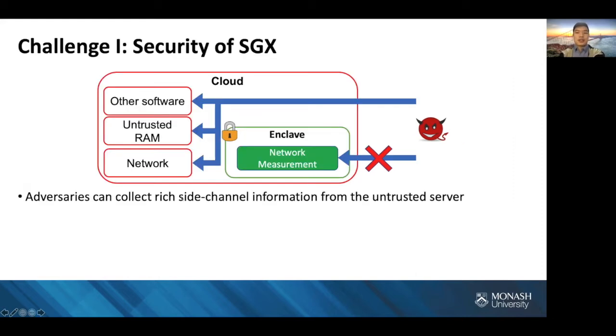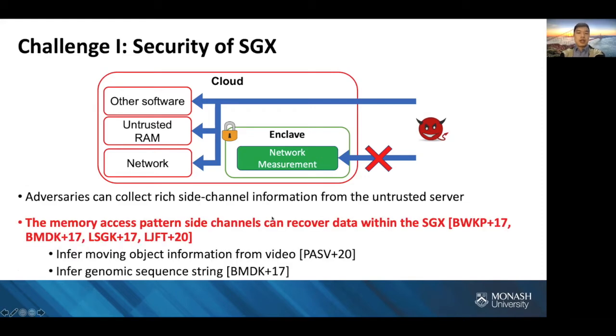In terms of security, the adversary can collect information from the untrusted part of the server even if it is unable to access the enclave. And the memory access pattern is one of the most common side channels in this case. Some recent works show that they can use a side channel attack with memory access patterns to infer the sensitive information protected by the enclave.